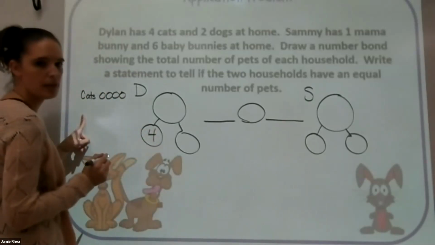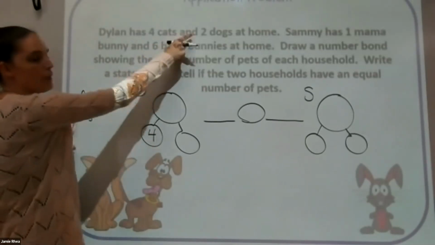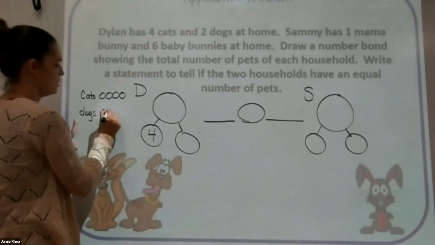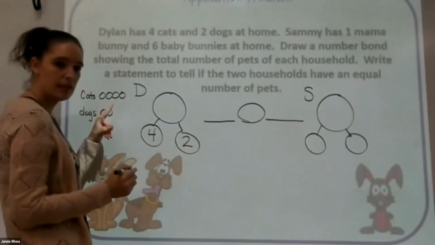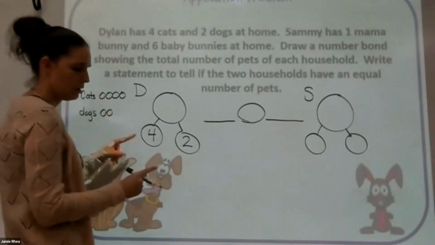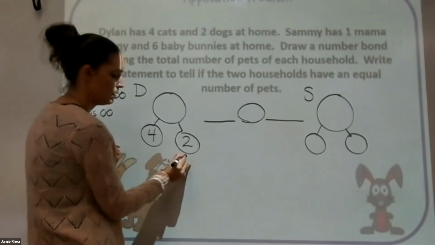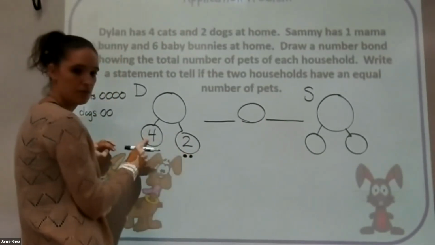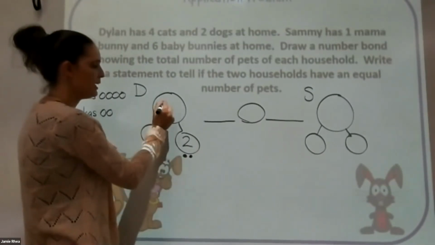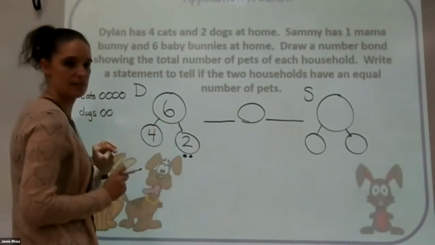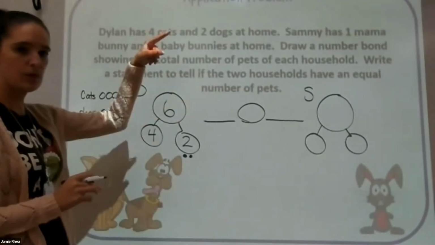How many dogs did we have? We had 2 dogs. 1, 2. Now, I can either count using my picture, I can add my 2 numbers together in my head, or I could even make dots to help me count on. So I could say 4, 5, 6. So what is the total number of pets that Dylan had? He had 6.